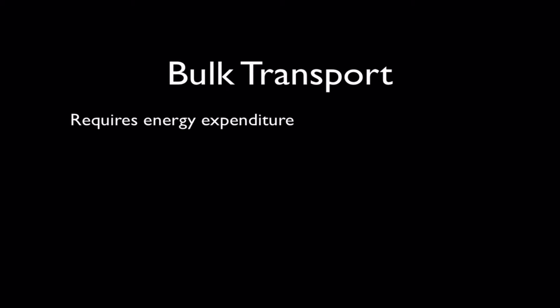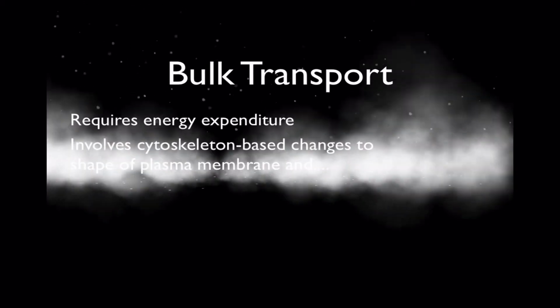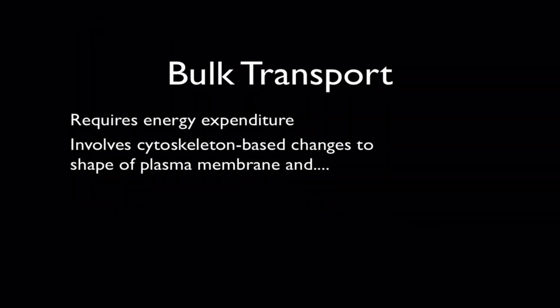And the best place to start is to remember, or at least to attach to bulk transport, the need for energy. Just like with active transport, bulk transport does require the cell to spend some of its ATP energy reserves to make happen. Also, bulk transport involves a gross change in shape of the plasma membrane. So this means it also is going to be involving the cytoskeletal elements that allow all cells to move.